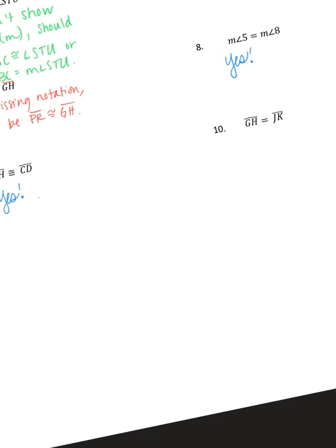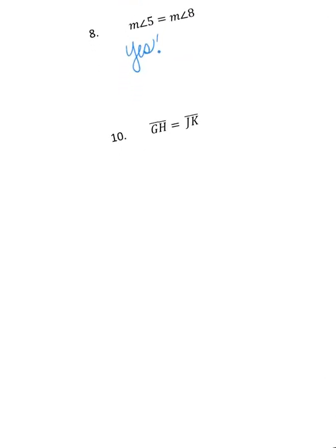Okay. And then lastly, number 10, we have segment GH is equal to segment JK, and this is incorrect because it's missing the congruence, right? Because we do have the notation for segment GH and JK. So it should be segment GH is congruent to segment JK.